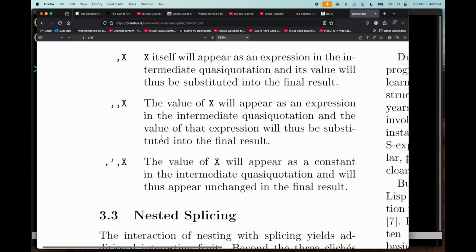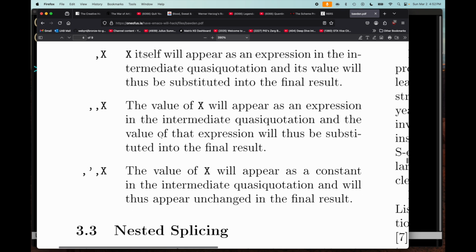Okay, so this is the interesting part. You can start doing things when you have nestings of quasi-quotes and quotes and stuff like that. You can have expressions like unquote X or comma X. But then there are things like comma X and comma quote comma X. And when you're doing metaprogramming, when you're writing programs that write programs using quasi-quote, sometimes you need these sorts of patterns.